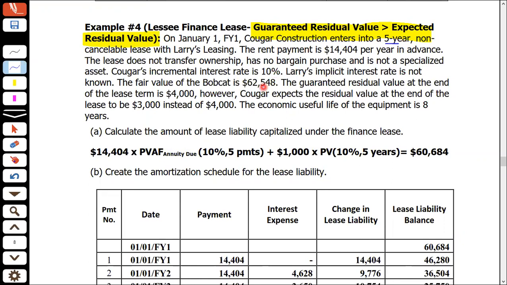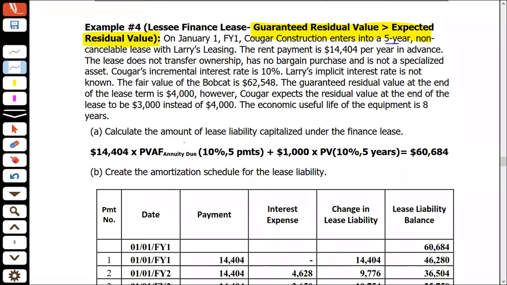The guaranteed residual value is 4,000. However, Cougar expects the residual value at the end of the lease to be 3,000 instead of 4,000. So they guarantee the residual value for 4, but it's expected to be 3. Okay. The economic useful life is 8 years.